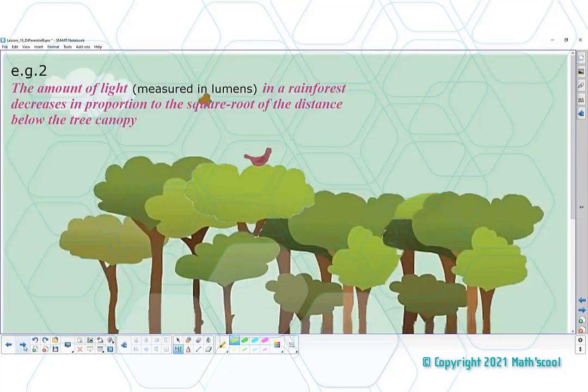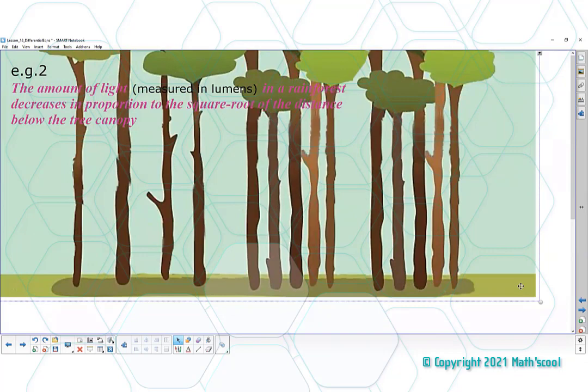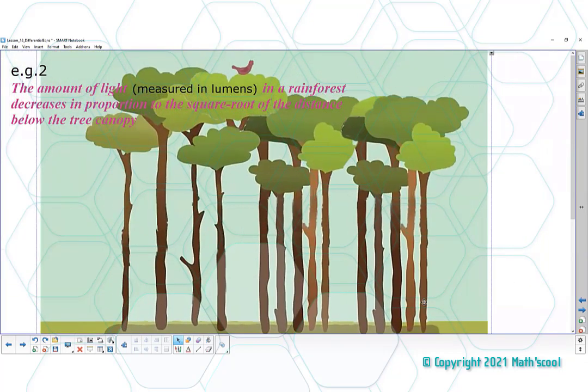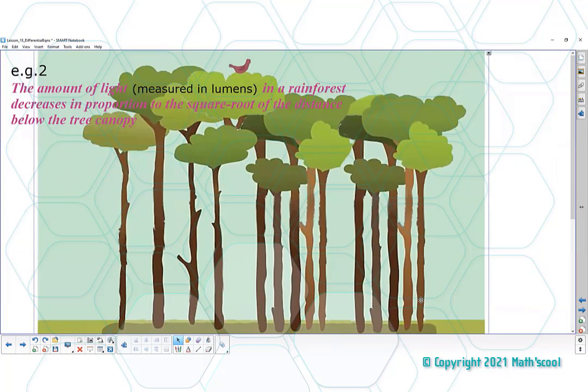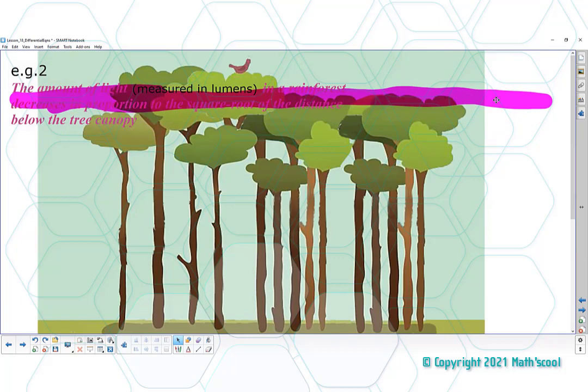Next one. The amount of light measured in lumens in a rainforest decreases in proportion to the square root of the distance below the tree canopy. Okay, so let's make it a bit smaller. Here's our rainforest. This is the tree canopy, the height at which the tops of the trees are. Probably need to move it up a bit.